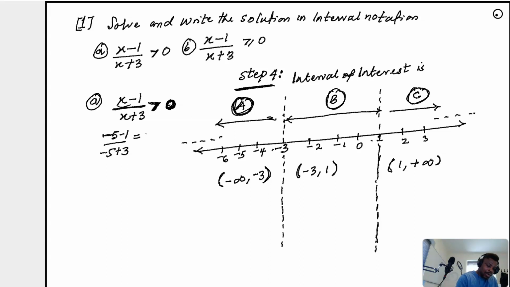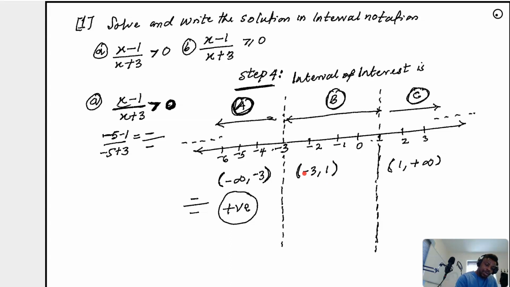That means the numerator is negative. Then the denominator, minus 5 plus 3, that is minus 2. So the denominator is negative. So here, minus divided by minus, we are going to get positive. So this part A is positive. Okay? Now let's go to part B.